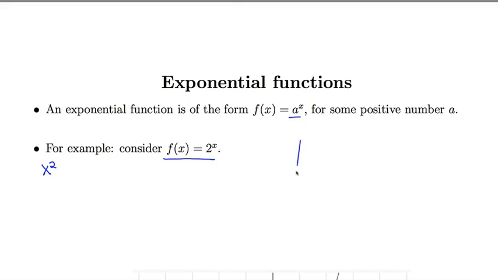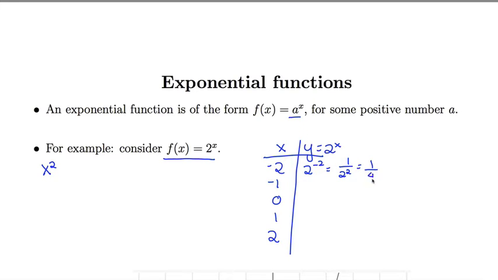Let's make a table of values of 2 to the x and see what the graph looks like. So we have y equals 2 to the x. Let's take x equals negative 2, negative 1, 0, 1, and 2. So this will be 2 to the x, so 2 to the negative 2. I'll have to remind myself how negative exponents work. That's just 1 over 2 to the positive 2, so it's 1 over 4. 2 to the negative 1 is 1 over 2. 2 to the 0 is 1. 2 to the 1 is 2. 2 to the 2 is 4.